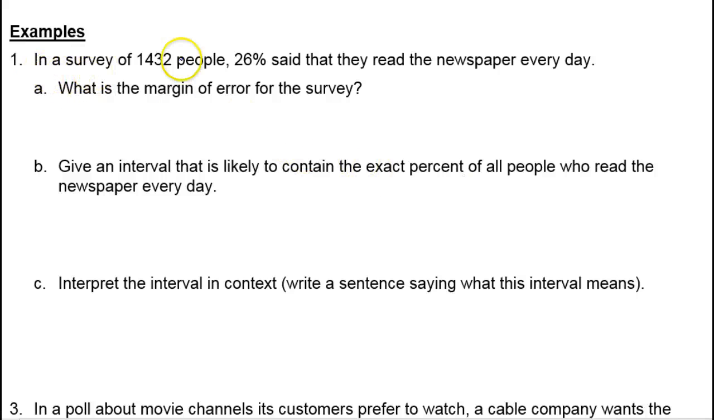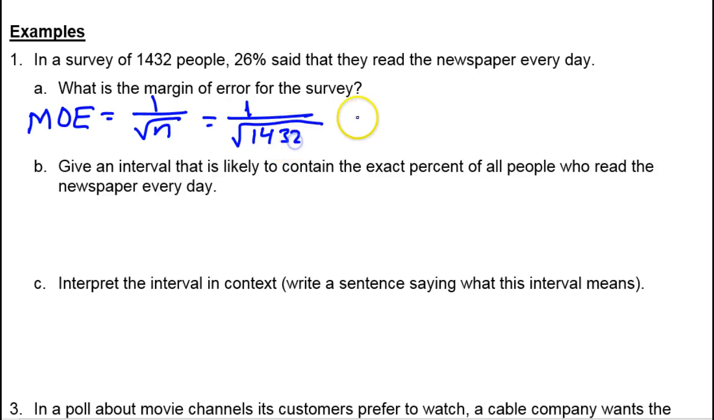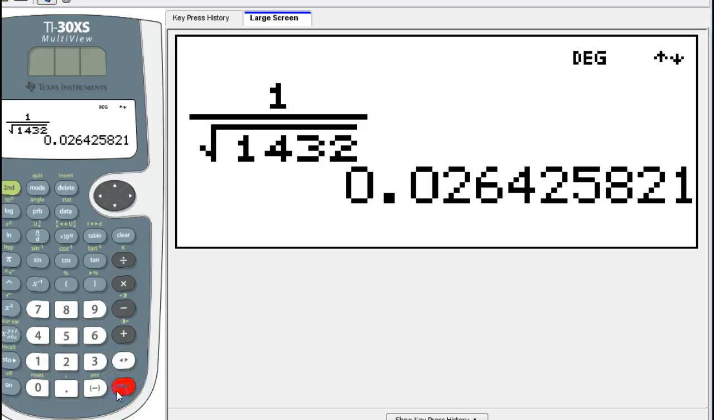All right, so looking at problem number 1. In a survey of 1,432 people, 26% of them said that they read the newspaper every day. What's the margin of error for the survey? So if you want to calculate that margin of error, which I will call ME for obvious reasons, that's going to be 1 over the square root of n. So that's going to be 1 over the square root of 1,432. So just put that in your calculator. All right, so there you go. Boom. All right, so this is the margin of error.